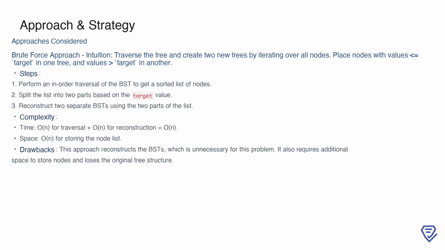First, it requires O(n) time for traversal and another O(n) for reconstruction, resulting in an overall complexity of O(n). Additionally, it uses extra space to store the node list, and since the original tree structure is lost during reconstruction, it's an inefficient and unnecessary method for this problem.